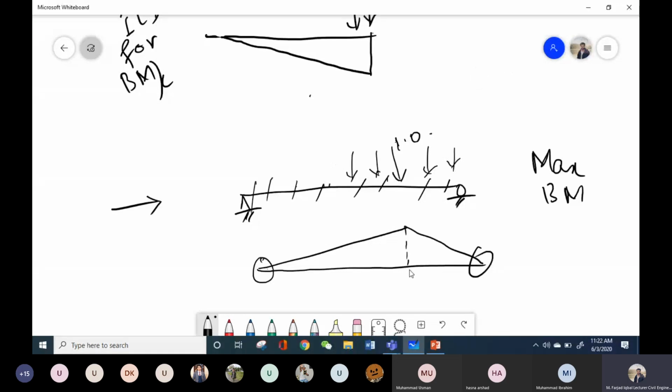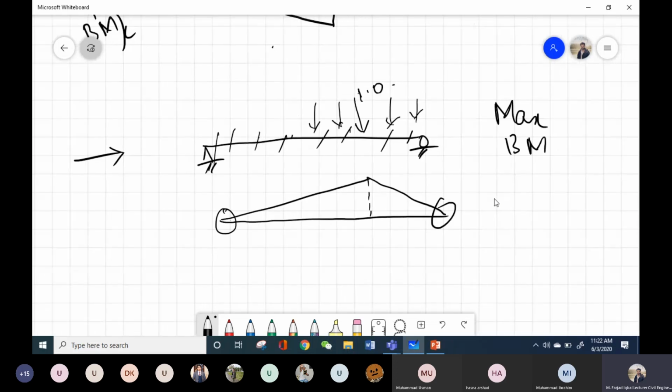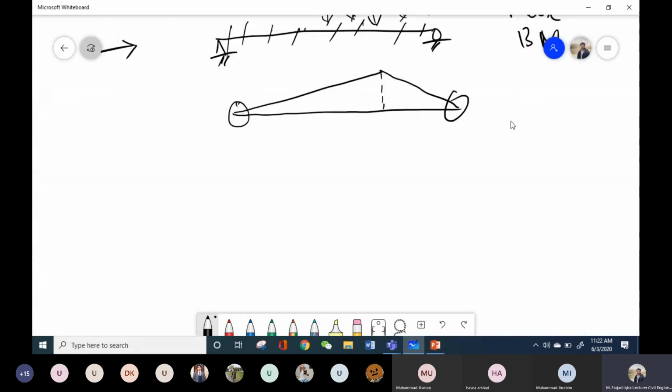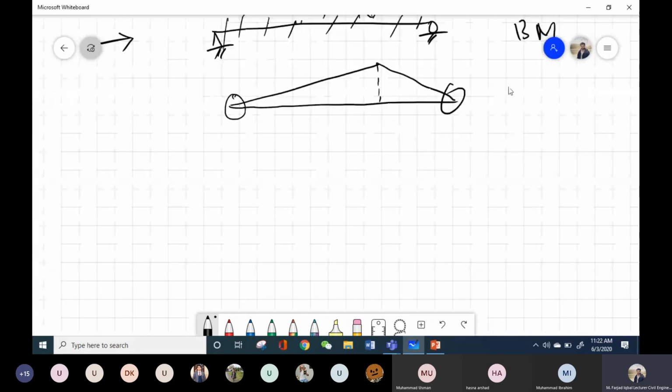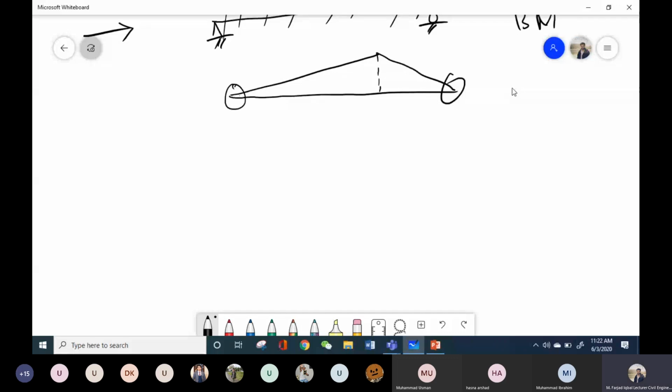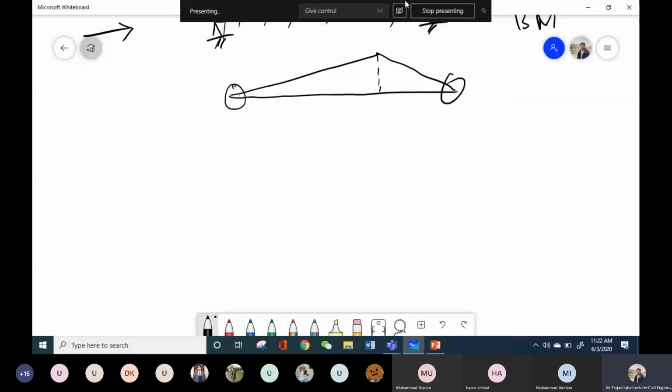So for a simply supported beam, we cannot generalize a single point at which maximum bending moment exists. It depends on the location of the loads. But there is one simple method to figure out the location of moving loads to get the maximum value of bending moment in the case of a simply supported beam. Let us look into that.